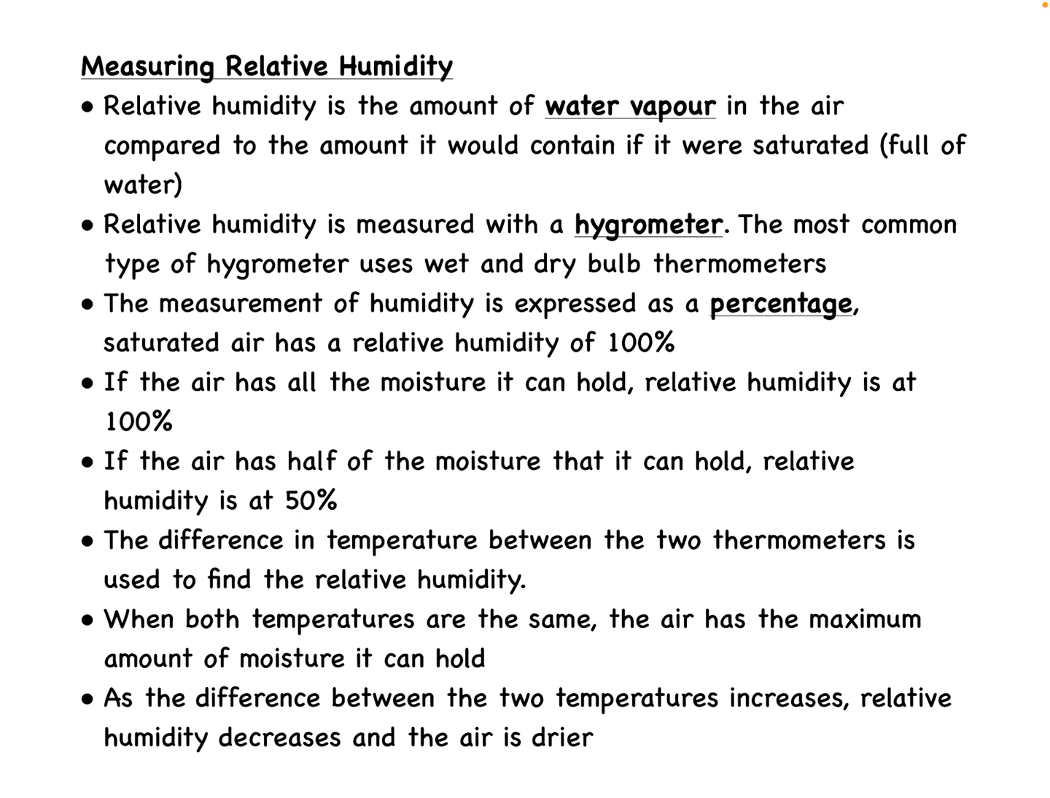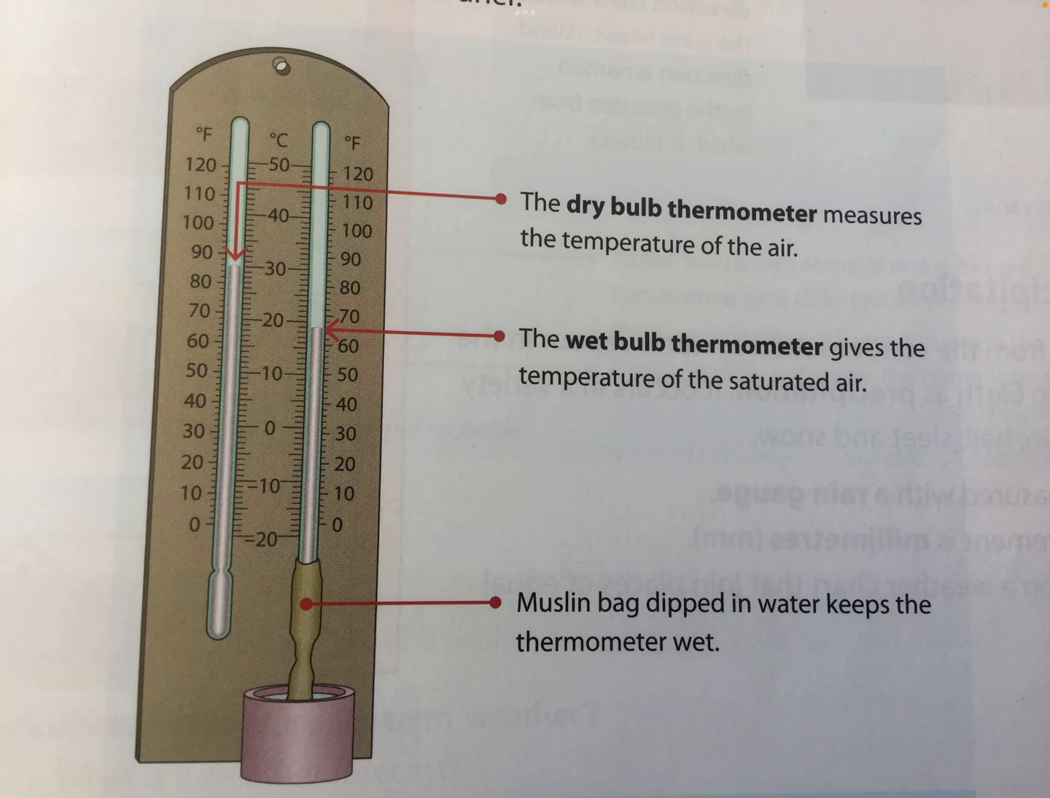So humidity is the amount of water vapor in the air, okay? So how do we know how much water vapor is in the air, or how much humidity do we have? Well, you use an instrument called a hygrometer, okay? So it looks exactly like the minimum and the maximum thermometers. It looks really, really like them.